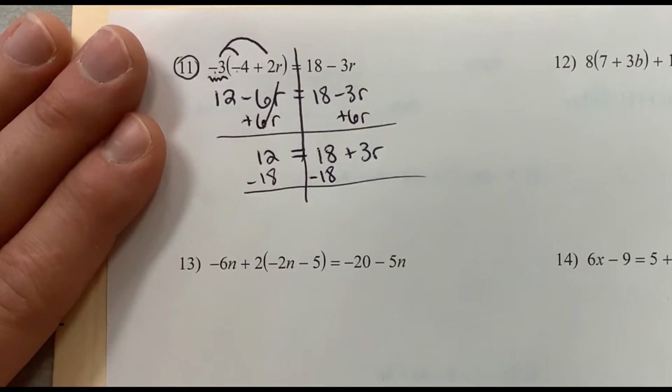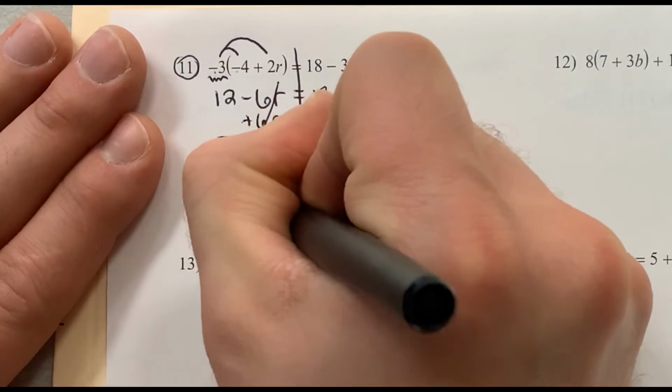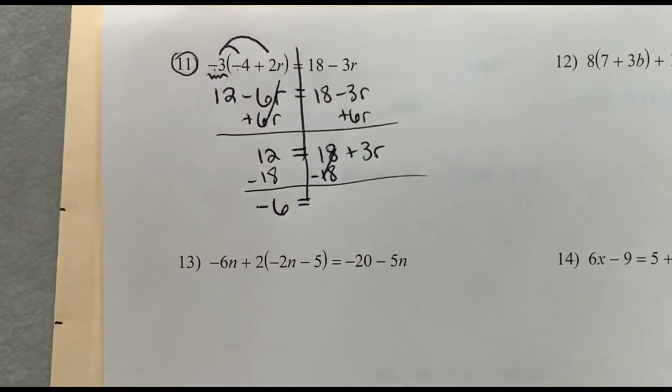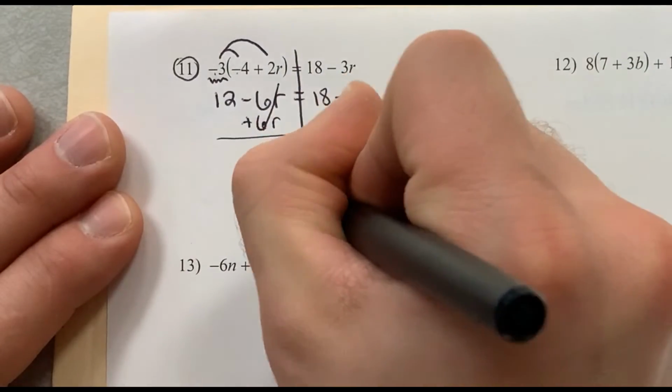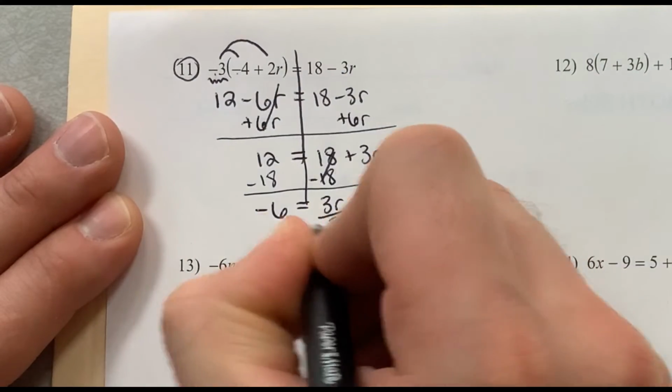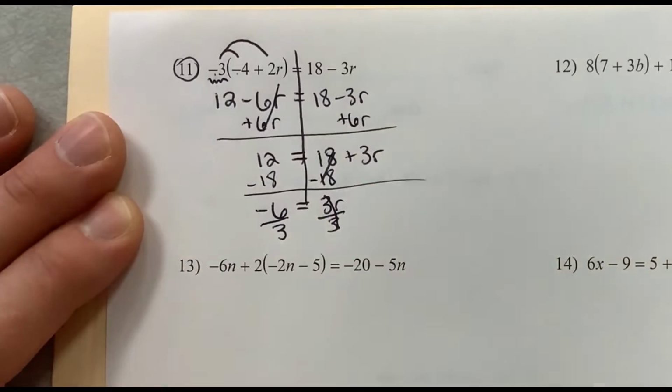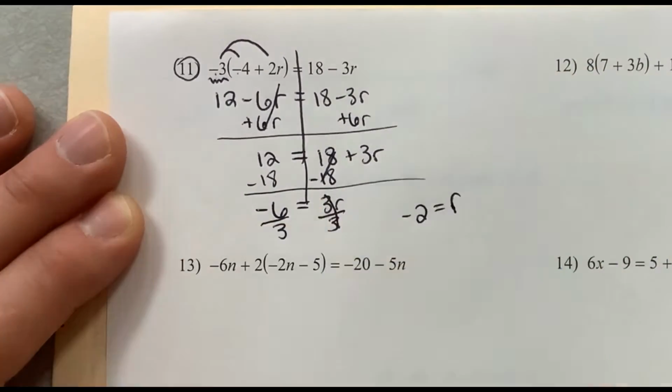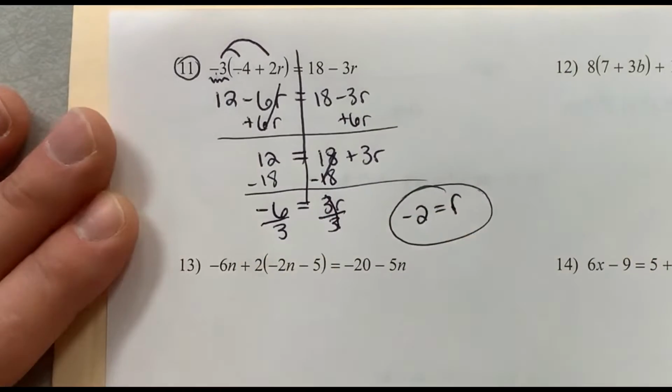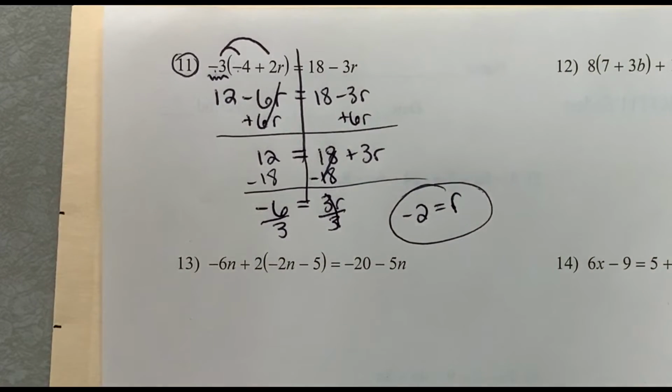12 minus 18, that's gonna go ahead and give me a negative 6. The 18s cancel, and I can drop down my 3r. That's a coefficient. In this case, I'm going to divide both sides by 3. Those divide out. R equals negative 6 divided by 3 is a negative 2. Again, I'm not going to check my work for time's sake. There we go. Beautiful. It's a masterpiece.